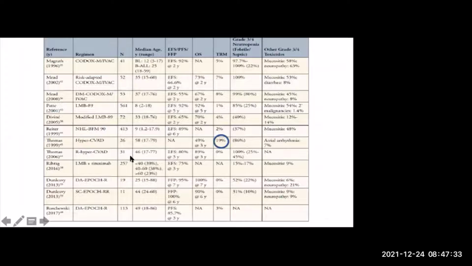But we can see in this slide that the toxicities are very common and very high with these protocols. Febrile neutropenia and sepsis are very commonly seen and are major concerns. The treatment-related mortality is also very high with these protocols. So we must try to use protocols that are not very toxic.